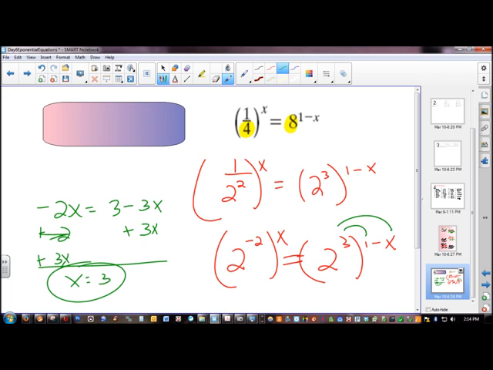So as long as you can find a same base, then there's no problem solving these. It's sometimes a little bit more work than others. You might have to apply your rules of exponents. In this last case, we had to apply our rules about what to do with a negative exponent, or how to get that negative exponent.